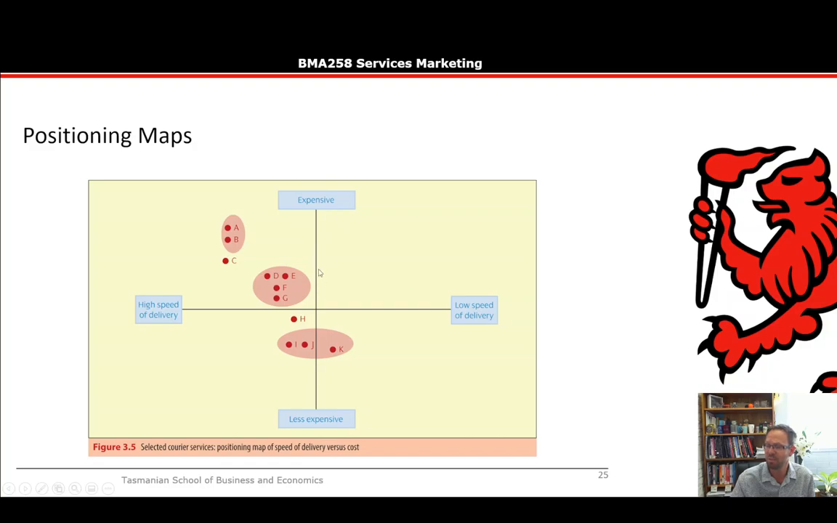If that's more expensive than the others, you put them higher up. If they're faster, you put them further to the left. And of course, you wouldn't want to be really expensive and low speed. So this is where you do not want to be, and this is where you do want to be.